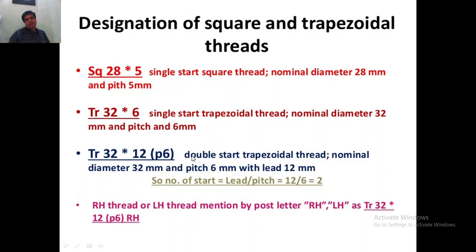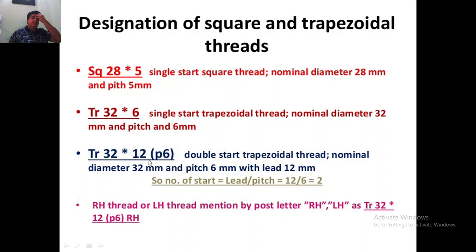Whereas in double start or multiple start threads, you can see here in the bracket we are giving the pitch P, small p, that is pitch 6, and the number to the left of this pitch is the lead. So you can see 6 into 2 is 12. So you can say that it is a double start thread, because 6 into 2 is 12. 6 is the pitch, 2 is the number of starts. If it is double start, it is 2, so 6 into 2 is 12. So this becomes the lead.